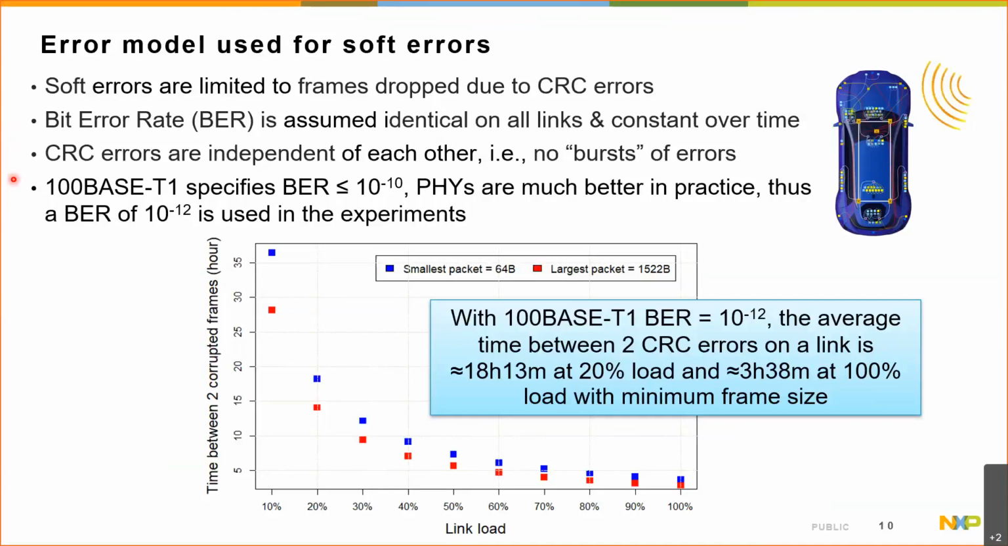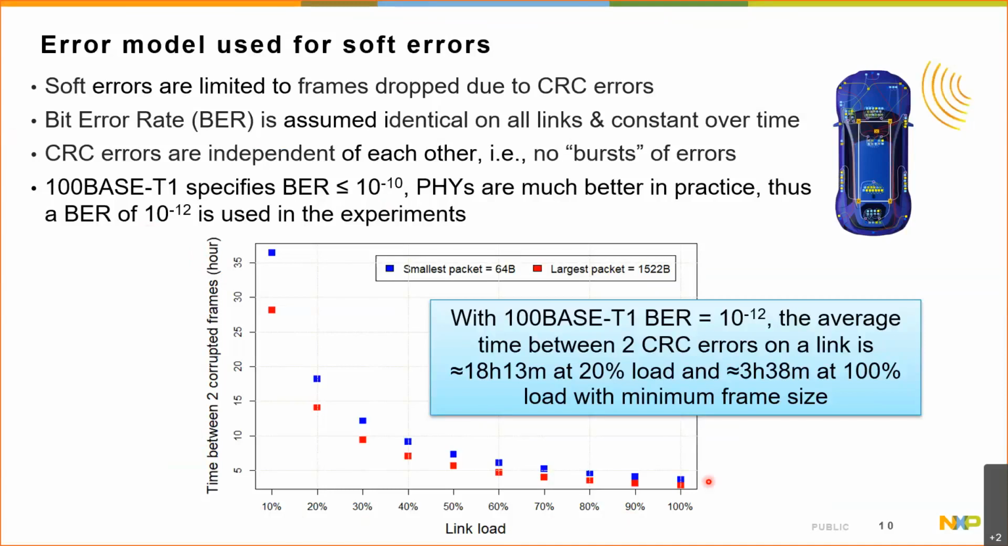Quantitatively, in terms of BER, both the 100 and 1000 Base-T1 standards specify BERs better than 10 to the power of -10. In practice, automotive PHYs are much better than that, and for that reason, the following will consider a baseline BER of 10 to the -12, as done in this first experiment, which is to estimate the time between two CRC errors on a single link with respect to the load of the link, the x-axis of the figure. Logically, what we observe is that the time between two errors decreases when the load increases, hence the downward trend of the two curves.